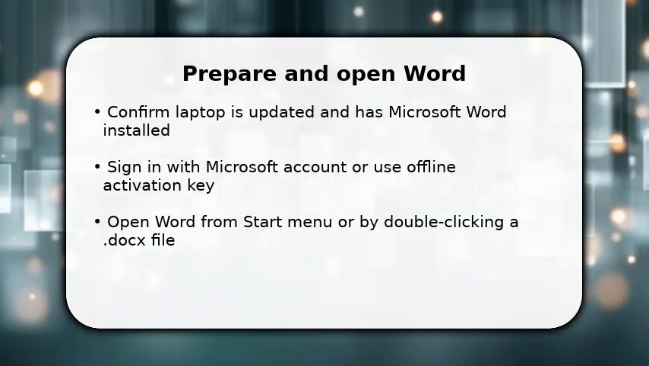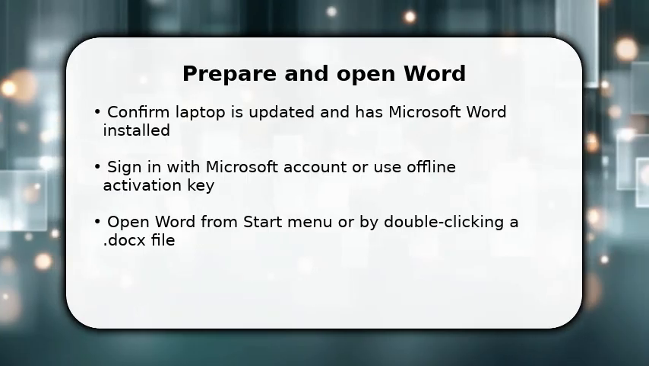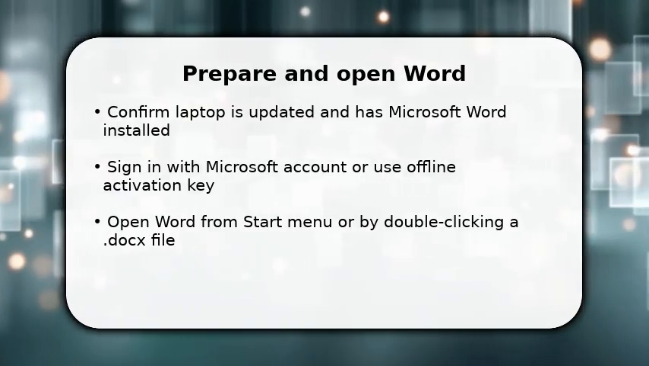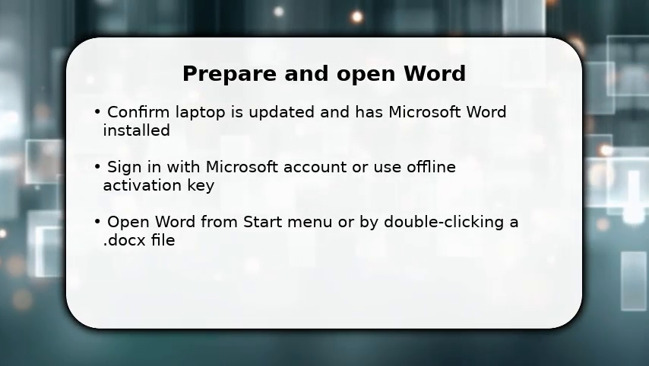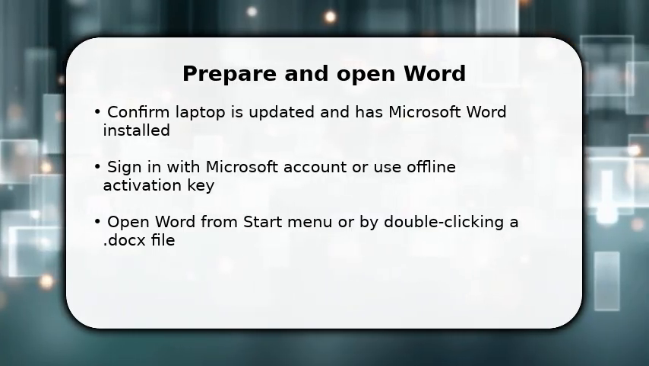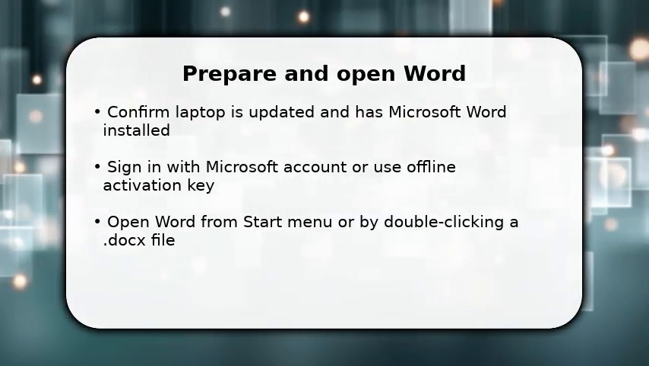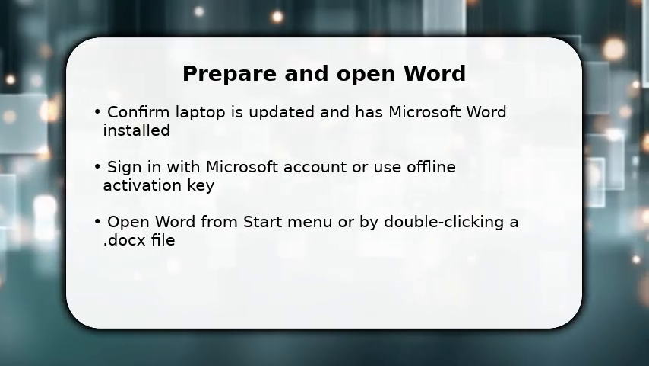You start by confirming system updates and that Microsoft Word is installed. Do this now so you avoid interruptions. Once done, sign into your Microsoft account or enter the offline activation key. This unlocks autosave and templates.